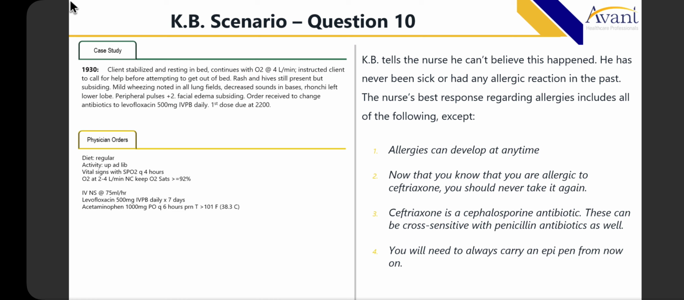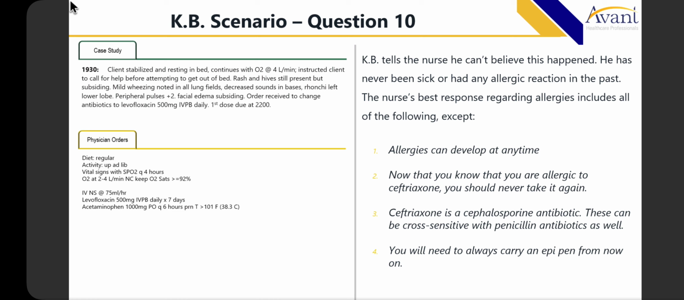Number two, now that you know that you're allergic to ceftriaxone, you should never take it again. I would be telling them true. Now he's got allergies to that. Hey, don't ever take that again. Make sure you carry a med alert band, or make sure it's in your medical records, or make sure you tell the staff every time you go to an ED or somewhere, you let them know what your allergies are. This should be included.